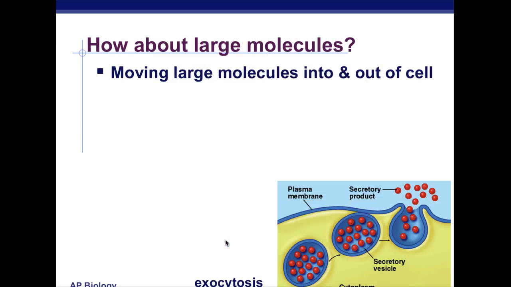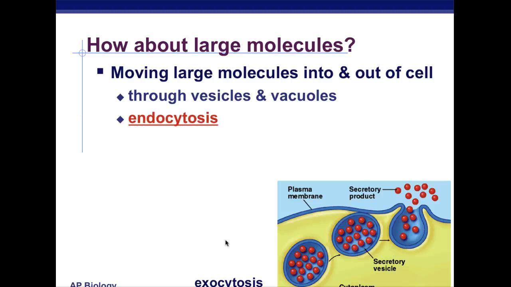So how about large molecules? Everything we've talked about so far has been relatively small. So how would you get something like a large food molecule or a bacterium into the cell by bulk transport? We do this through vesicles and vacuoles. And so we're going to talk about something called endocytosis. Cyto should always mean cell, and endo means into. So taking things into the cell.